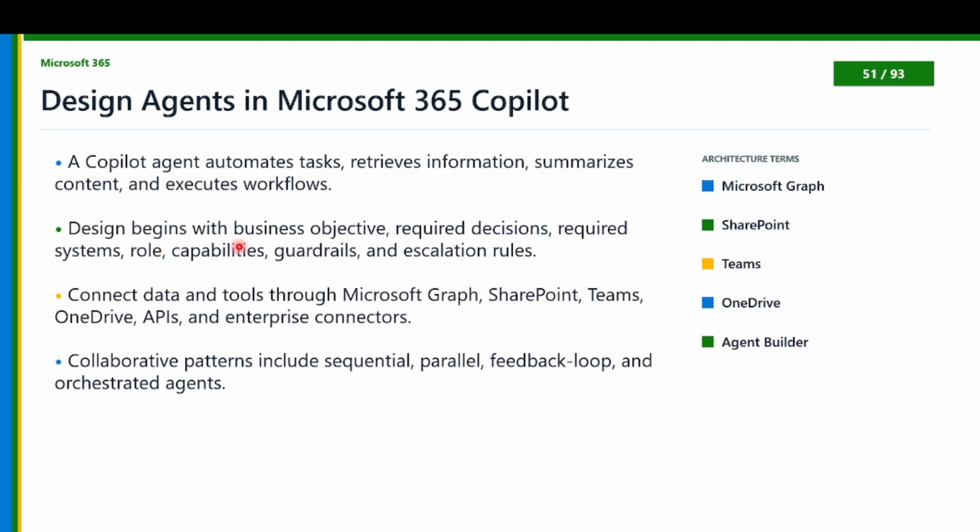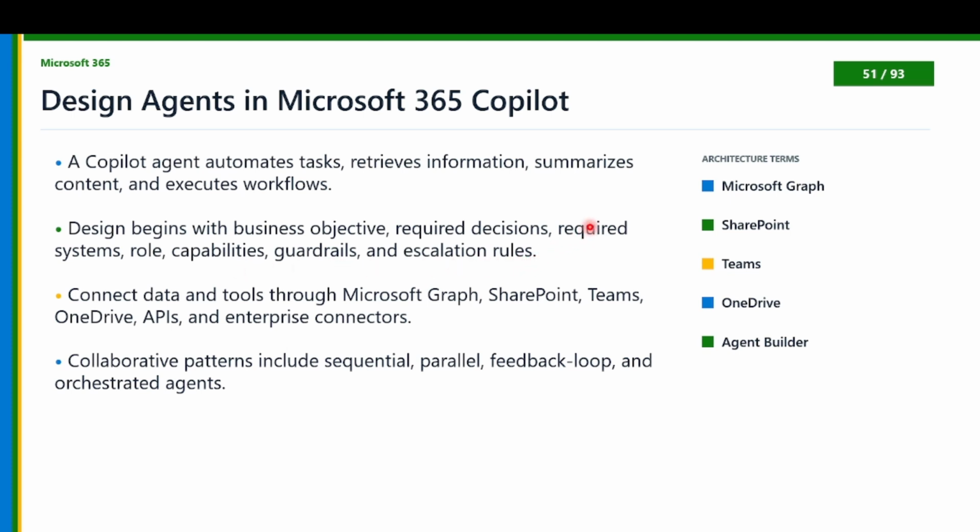So design begins with the business objective. Before you design, have the purpose. What do you want the agent to do? What is your objective? What is the business objective? Which problem, which pain point do you want to use the agent to solve? Very, very important that you define the objective. Okay, design the required decisions, required systems, roles, capability, guardrails, escalation rules.